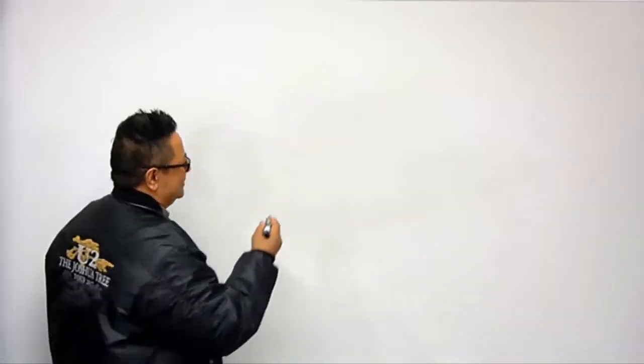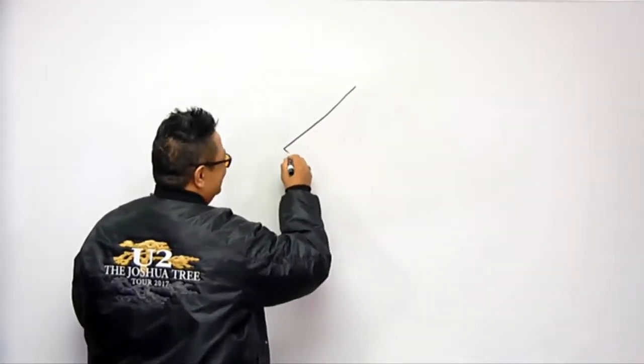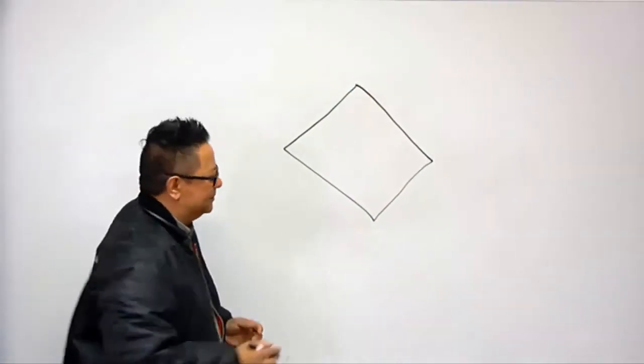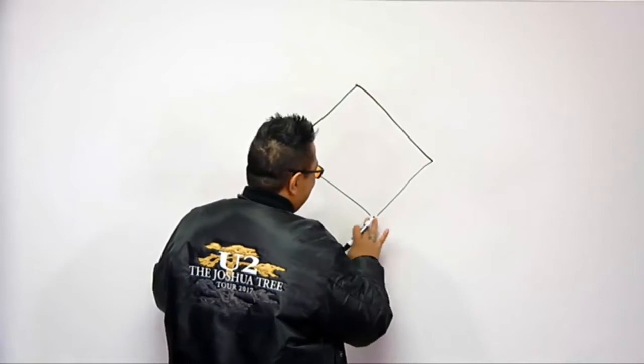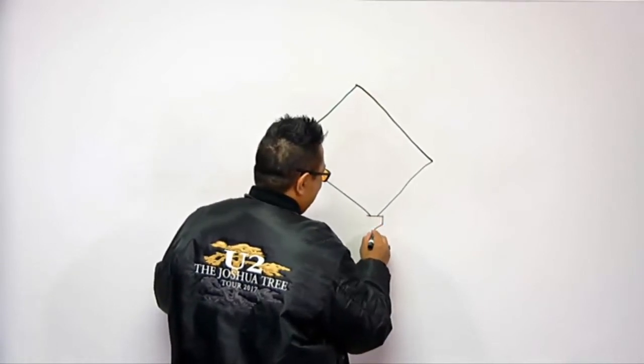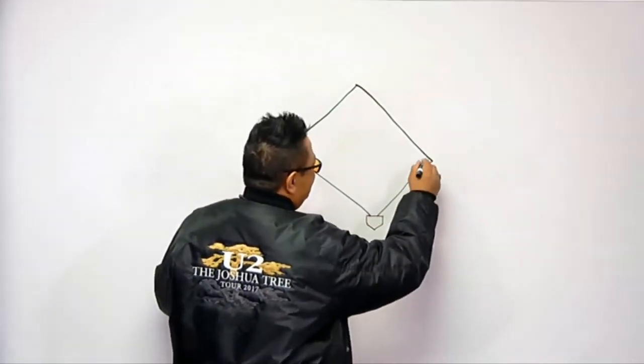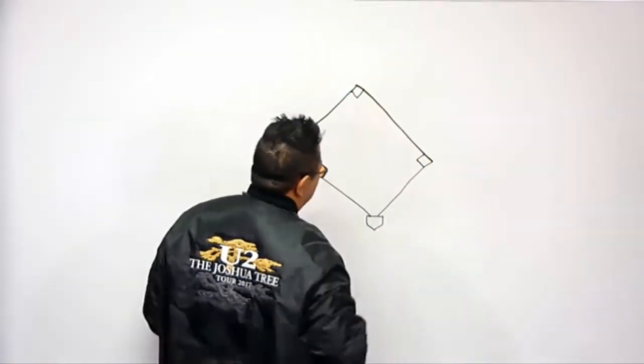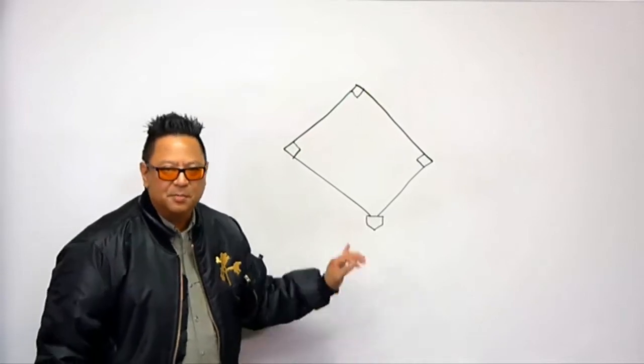Okay, the baseball diamond, just because this last season of baseball was rocking. It was a really great season of baseball. Okay. So you've got the baseball diamond. You have home plate here. Okay. You've got first base, second base, third base. All right, that's your baseball diamond.